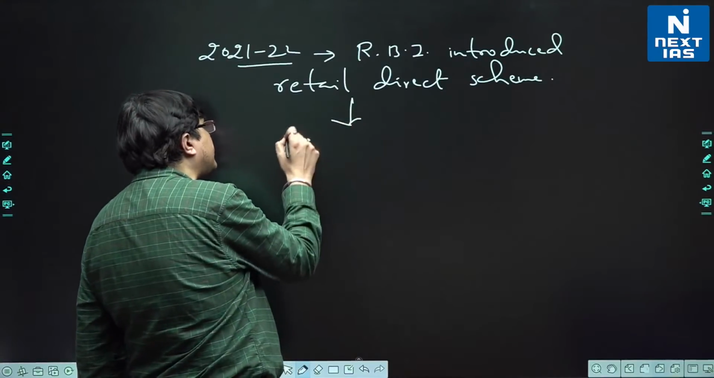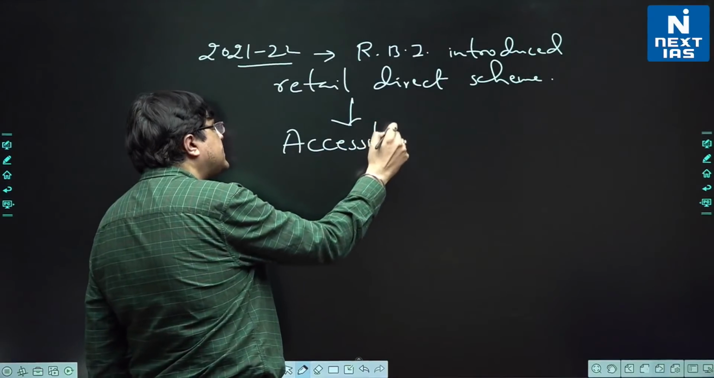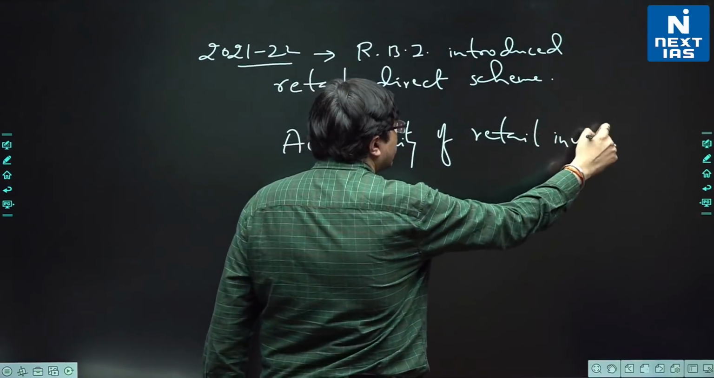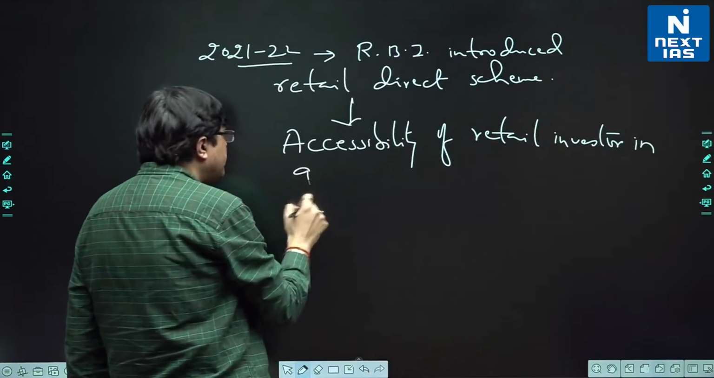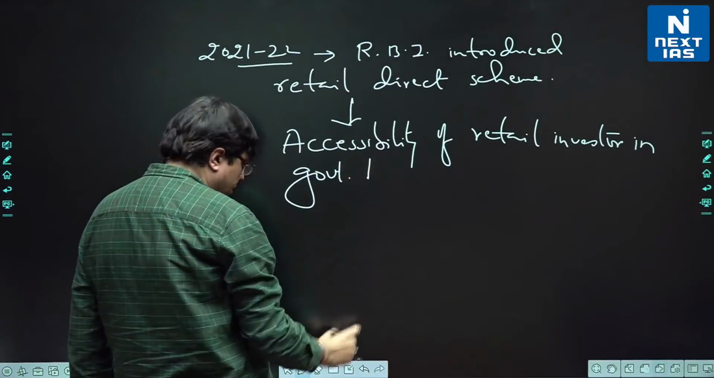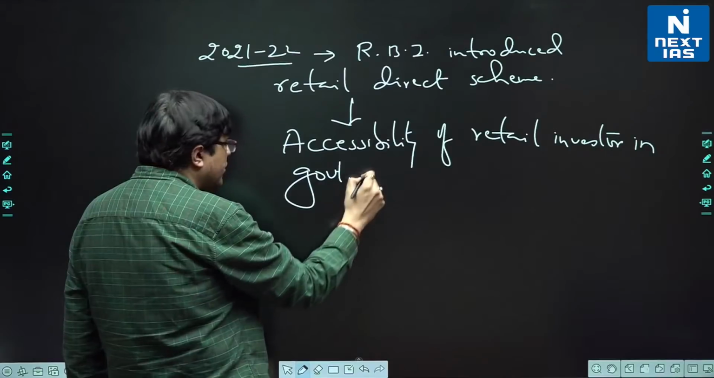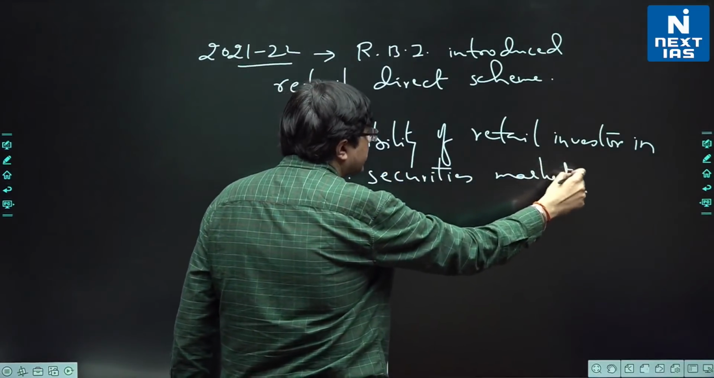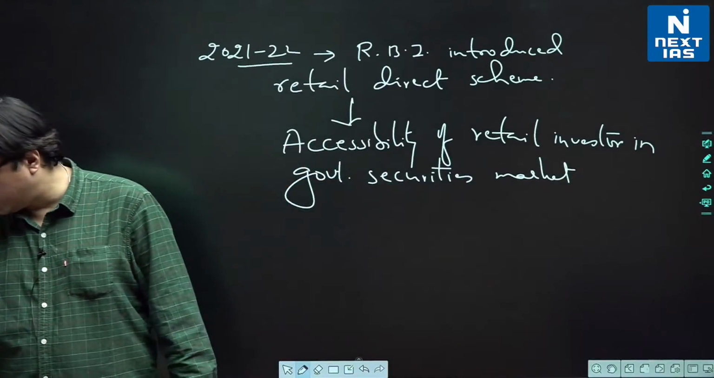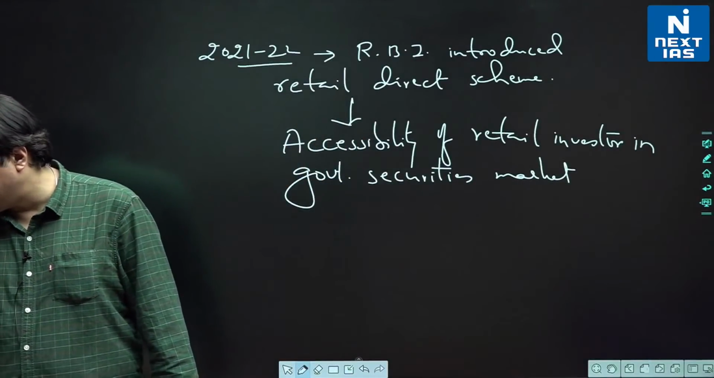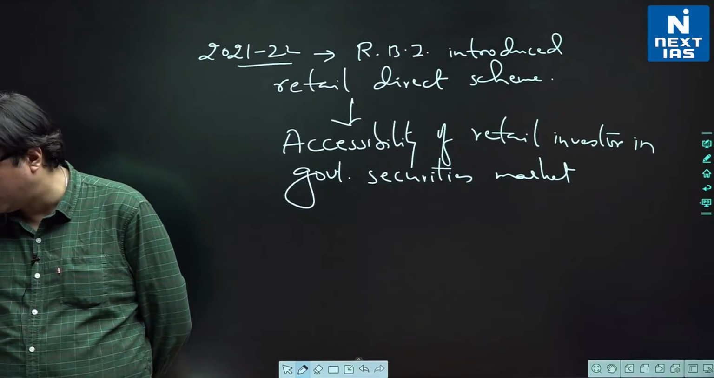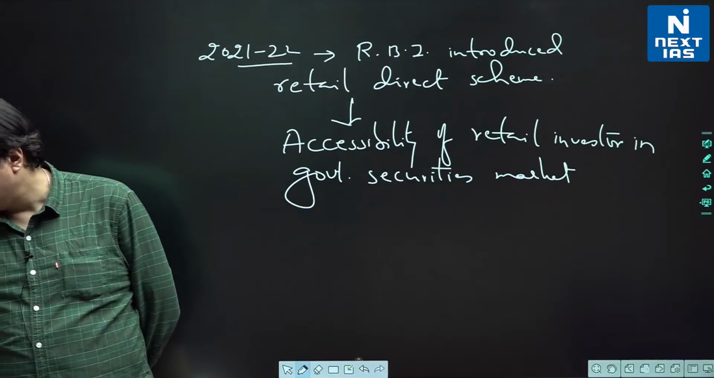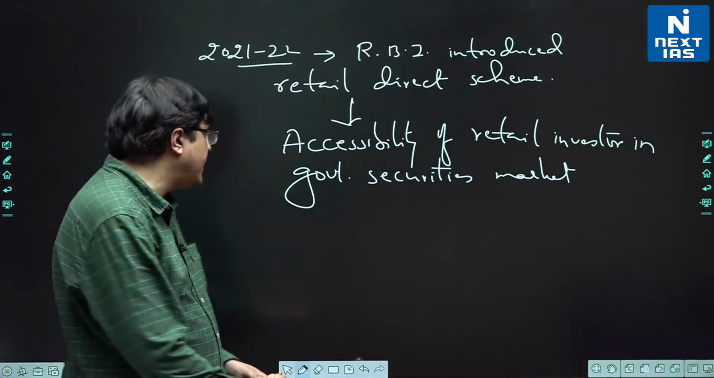So this is for accessibility of retail investors in the government bond market or government securities market. So this has been introduced, and that's a very big change. This is the first time that this has been done, and the government, to facilitate it, has said that retail investors will be able to open a retail direct gilt account with an online portal, and this will help the retail investors to participate.